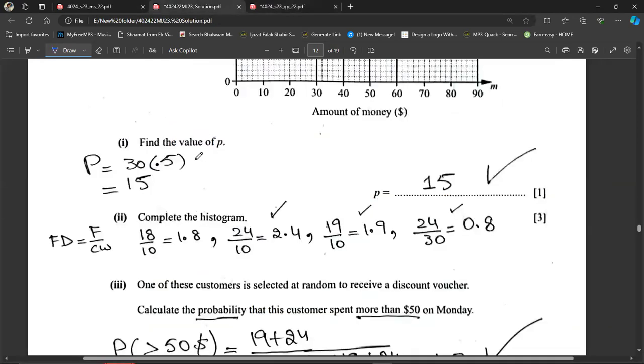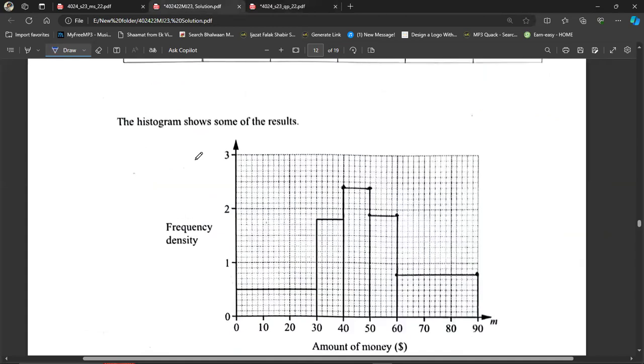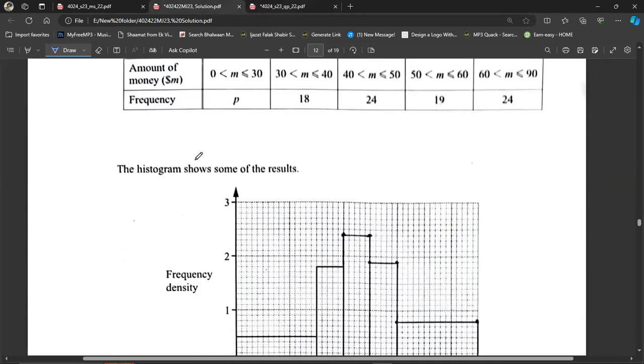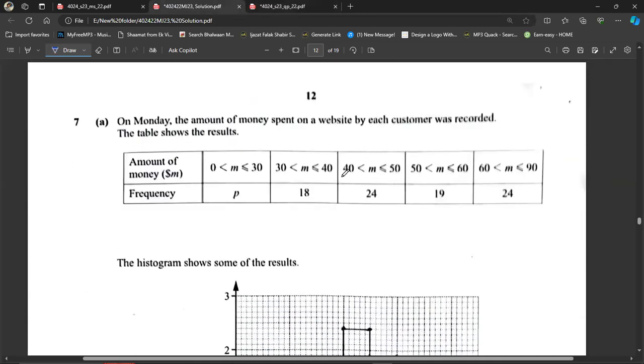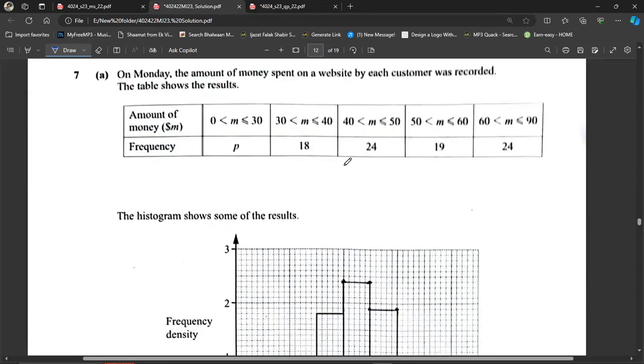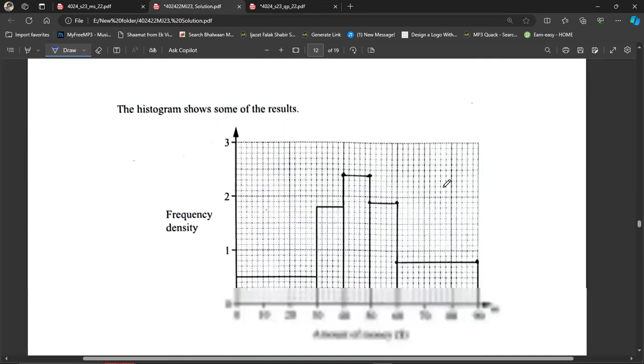So we have to find out the class width of each class. The class width for this is 30, for this it is 10, for this it is 10, for this class it is 10, for this class it is 30. So 24 divided by 10, 19 divided by 10, and 24 divided by 30.